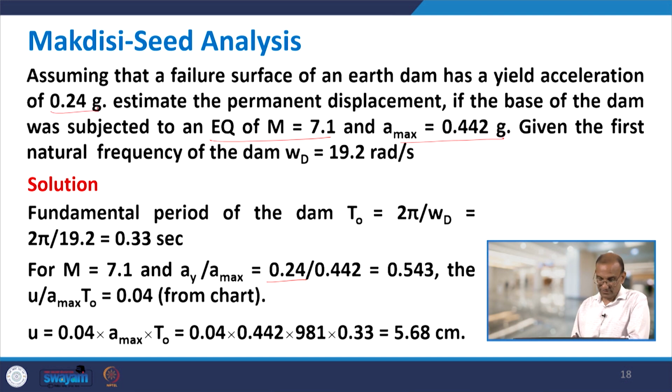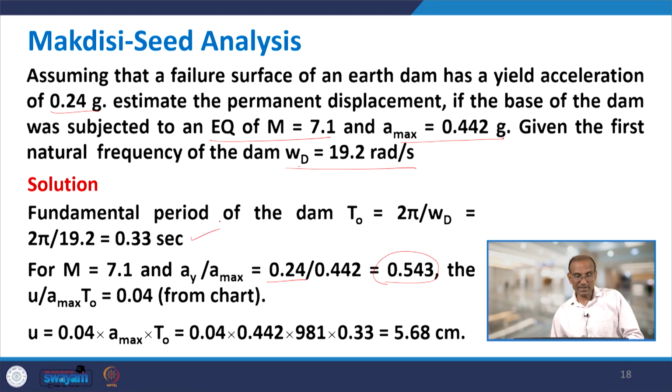So, first thing is to find the ratio of AY by A max. The AY by A max ratio comes out to 0.543, and the fundamental period of the dam T naught can be found using the natural frequency which is given to you. So, this is 2 pi by omega D. So, this comes out to 0.336.